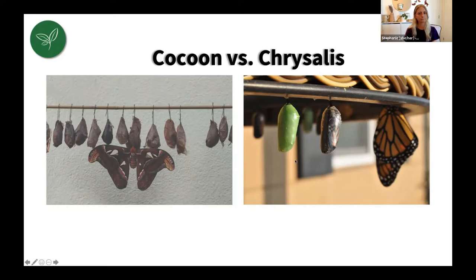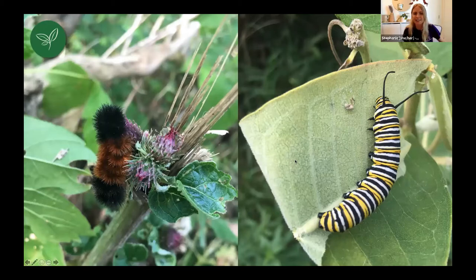Another thing is their larval stage as caterpillars. One great way to identify whether it is a moth or a butterfly is if they are fuzzy, they are definitely not a butterfly. So this one here is a moth. None of our species have this fuzziness like this. This fuzziness is so that the moth caterpillar doesn't get eaten. So if they're fuzzy, it's a moth.